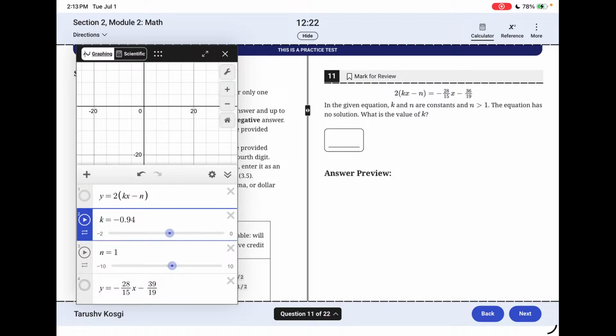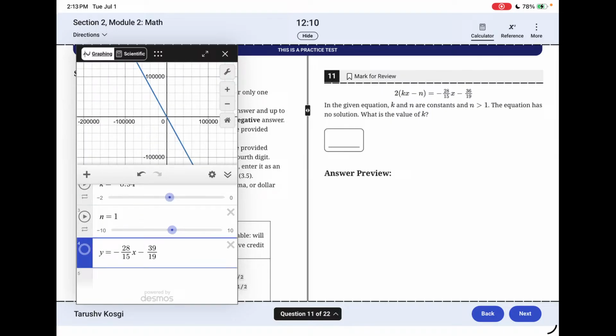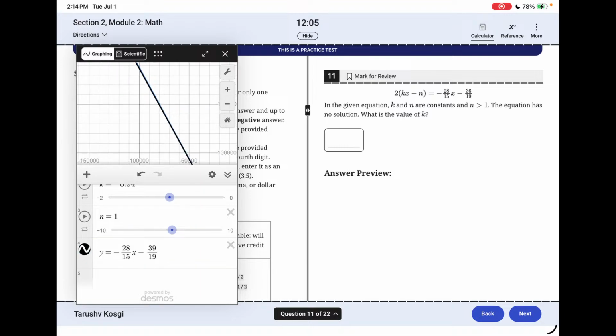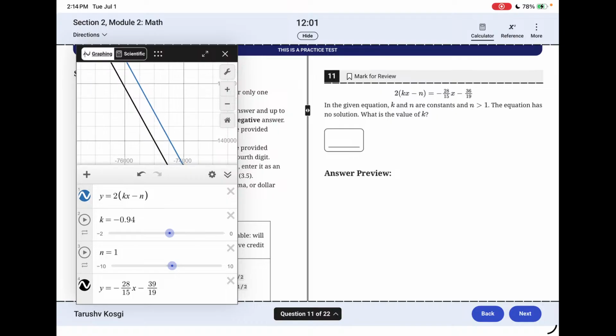So if we hide one of them, we shouldn't be able to see. If we go out really far, we go like up here. Oh, they are diverging here. It's bad.